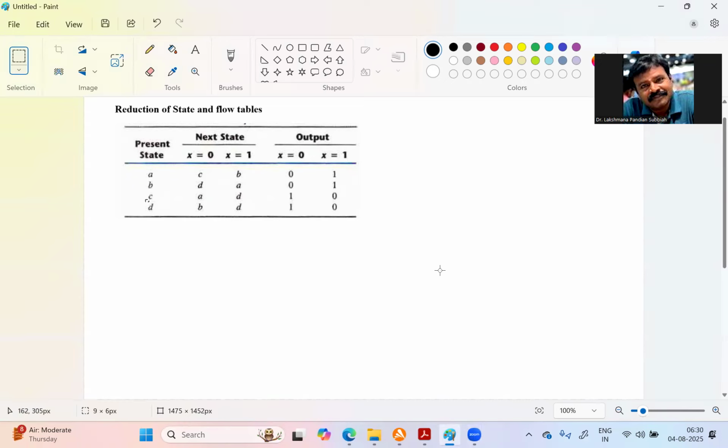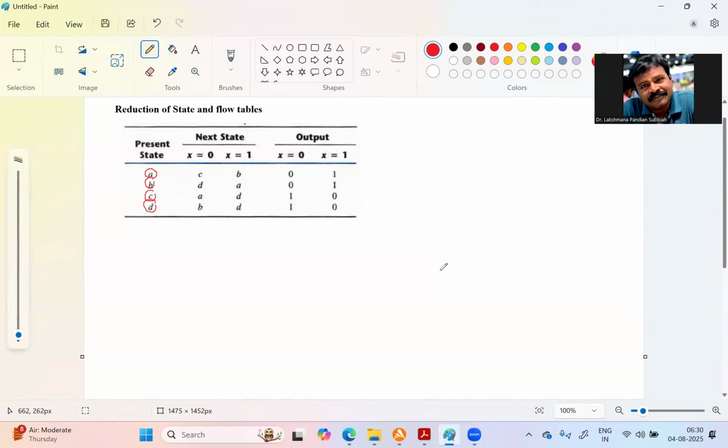As you see here, these are all the states: A, B, C, D. So these are all the present states. Then by applying the input 0, 1, the next states are the corresponding ones: for 0 they are C, D, A, B, and for 1 they are B, A, D, D. Then the outputs are 0, 1, 0, 1, 1, 0, 1, 0.